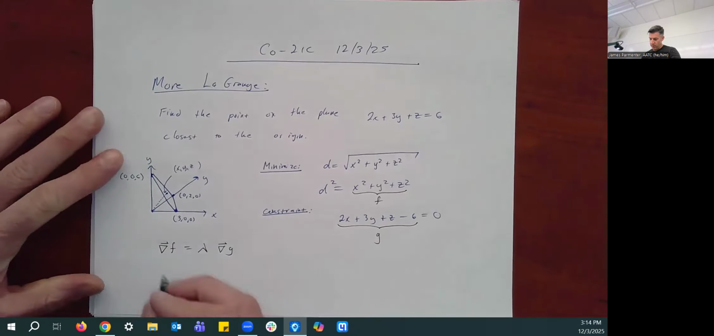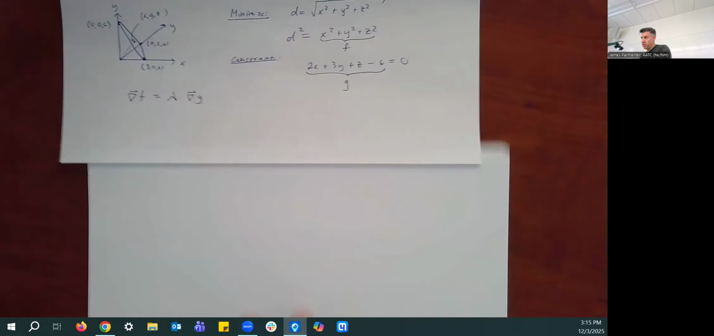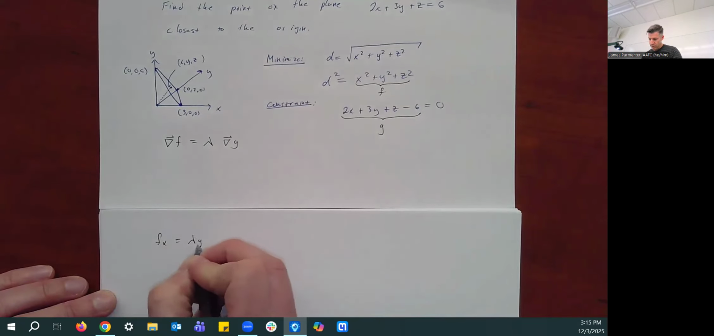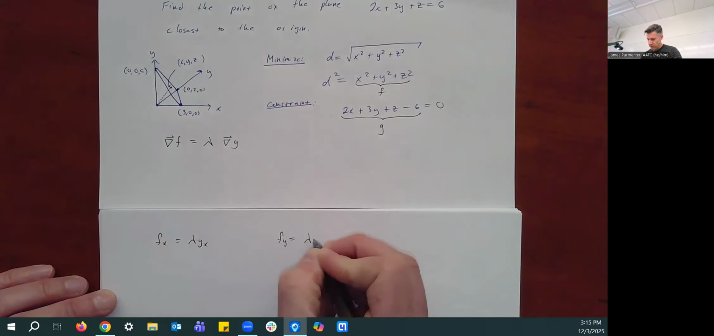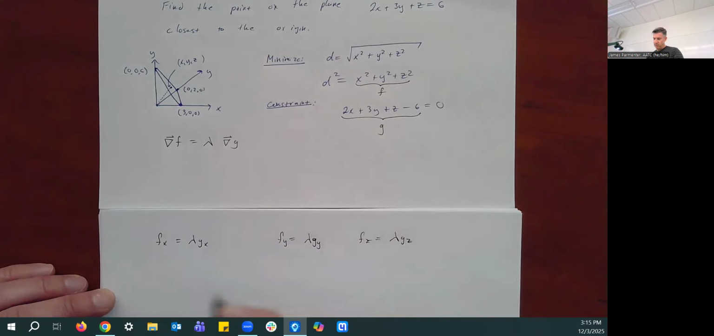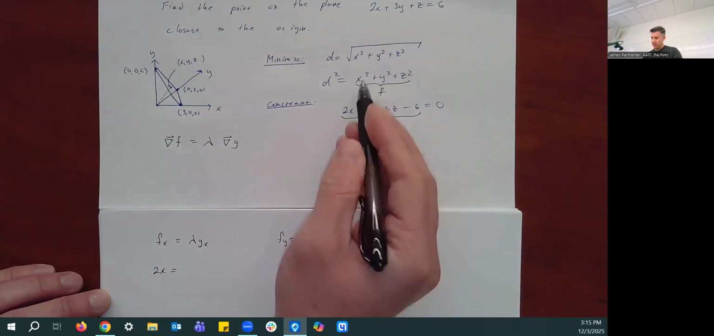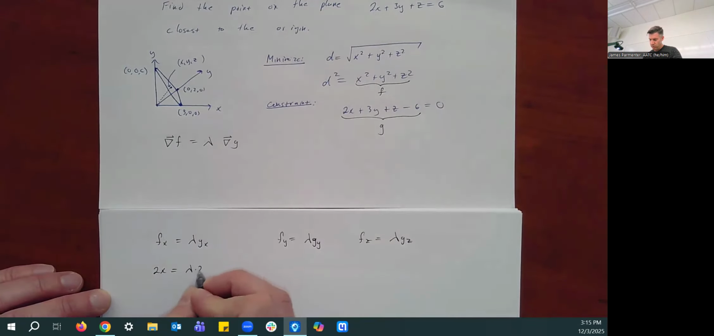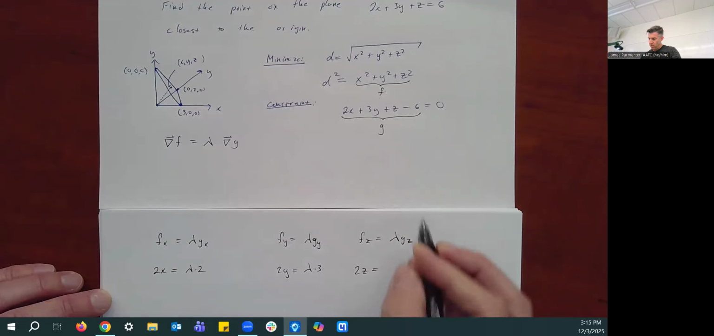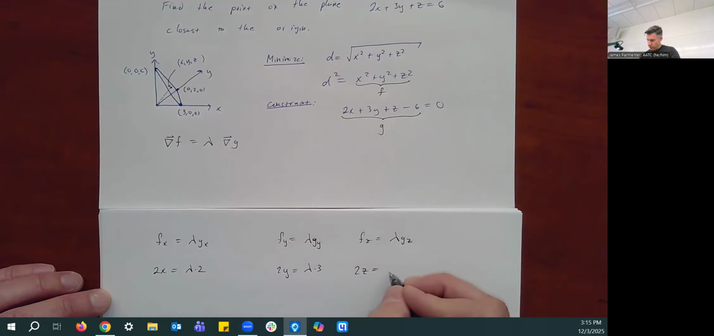So in this case, we need fx equal to lambda times gx, fy equal to lambda times gy, and fz equal to lambda times gz. Our fx is going to be 2x. Our lambda times gx is going to be lambda times 2. Our fy is going to be 2y. Lambda times gy is 3. And our fz is going to be 2z, equal to lambda times gz, which is lambda times 1.